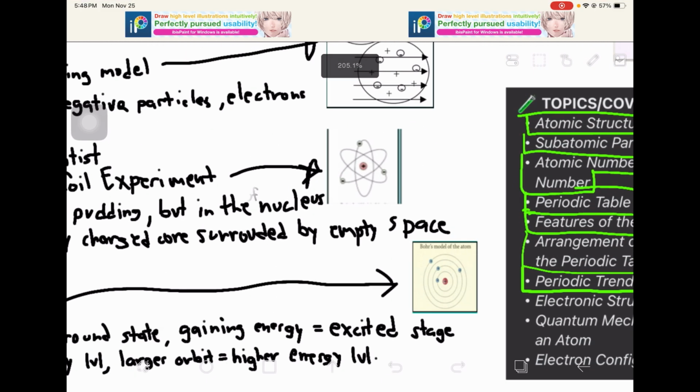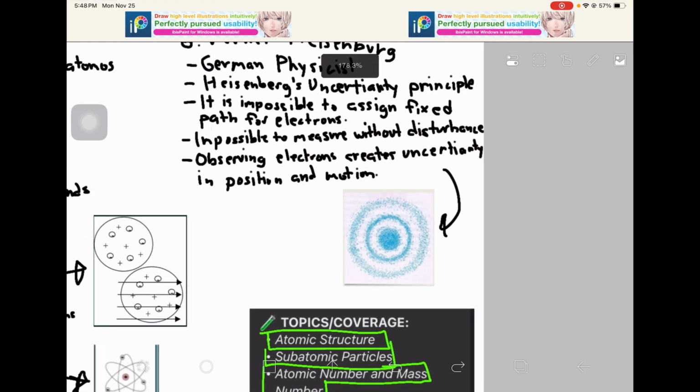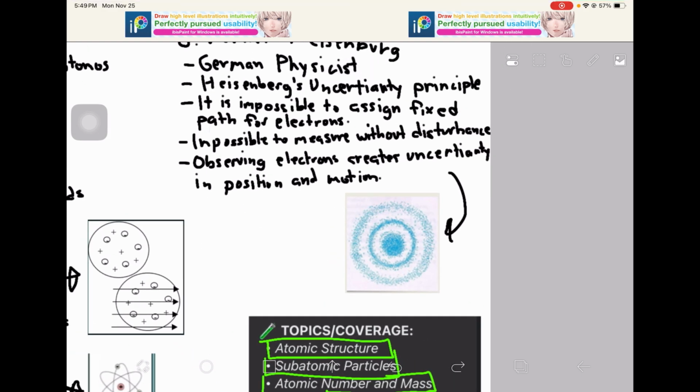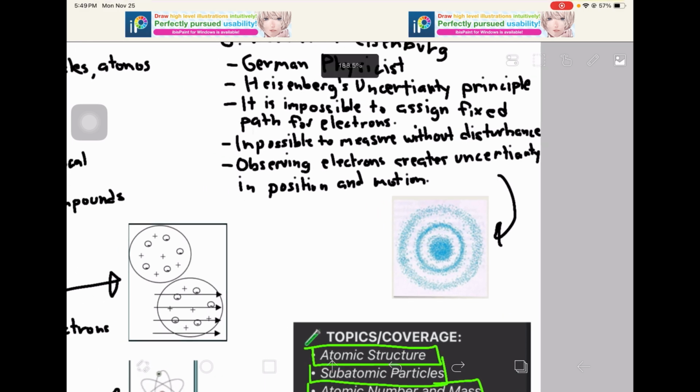But it isn't until we finally get to the most acceptable version of the atom, formulated by Werner Heisenberg, a German physicist, who made up the Heisenberg uncertainty principle. He stated that it is completely impossible to assign a fixed path for electrons, because it's also impossible to measure something without disturbance. If we wanted to observe an electron, it creates uncertainty in its position and motion.